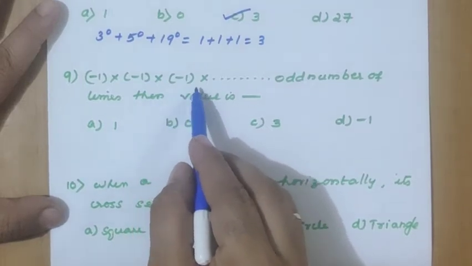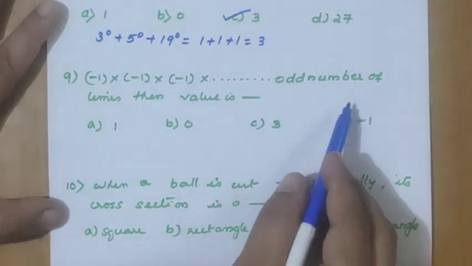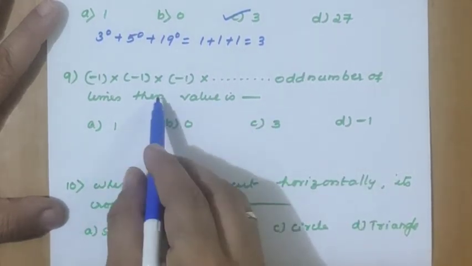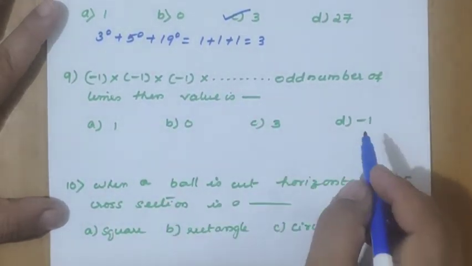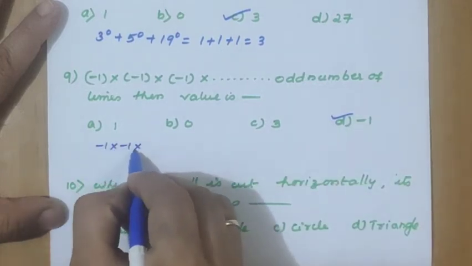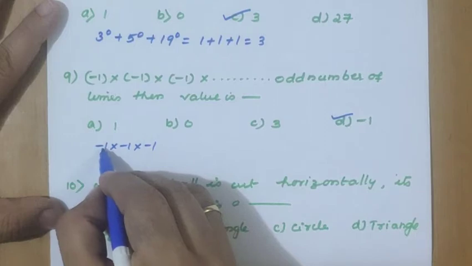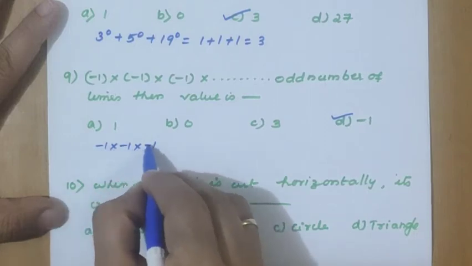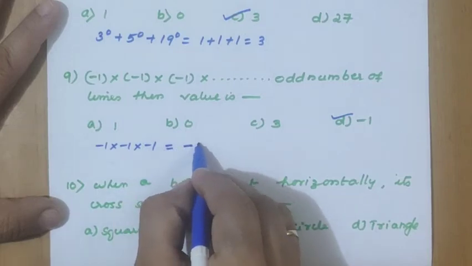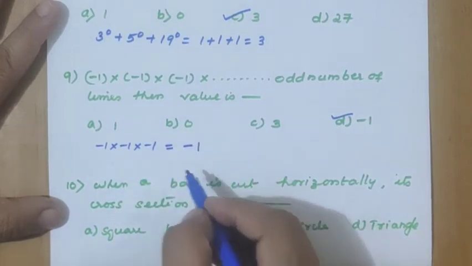Minus 1 into minus 1 into minus 1, repeated an odd number of times, then what is the value? When minus 1 is repeated an odd number of times, the value is minus 1 only. Just to see the example, minus 1 is repeated 3 times. So minus into minus plus, again minus, it is minus only. The answer is minus 1.